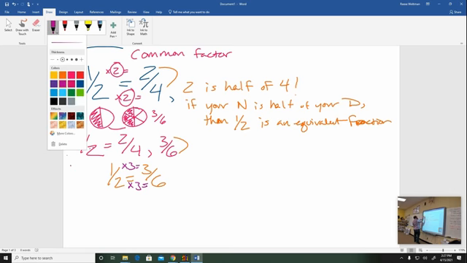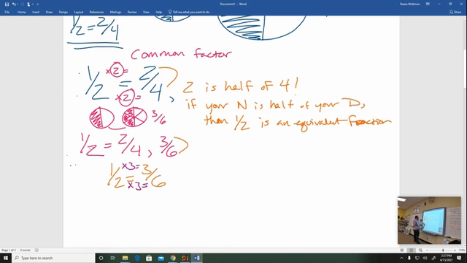Now, if we were to continue looking for fractions that are equivalent to 1/2, and again, 1/2 is probably the easiest one that you're going to see, in my opinion, because we're continuing to look for, you're going to see another pattern emerging as well.